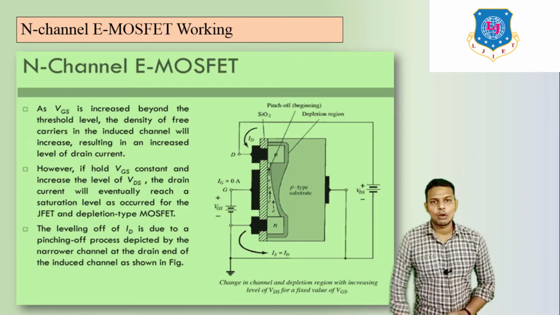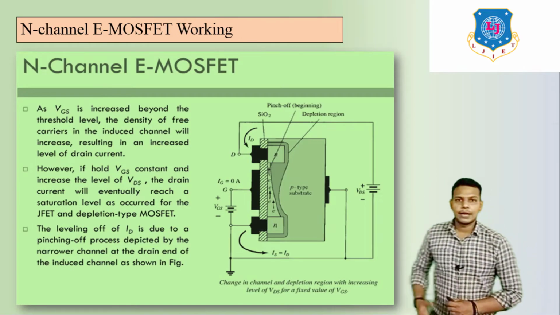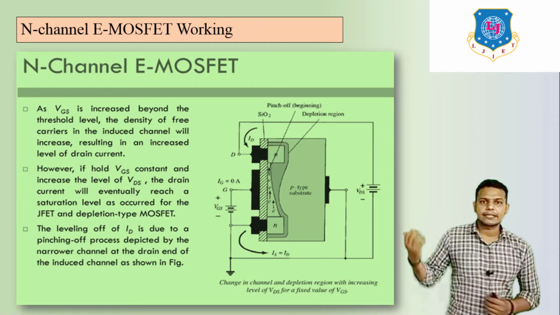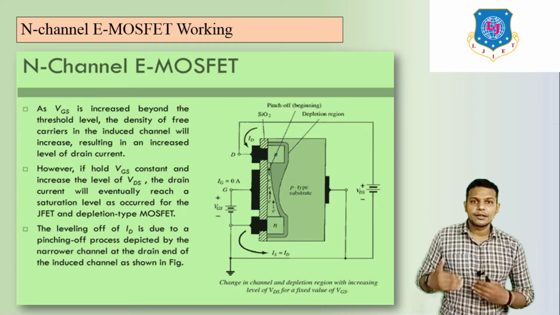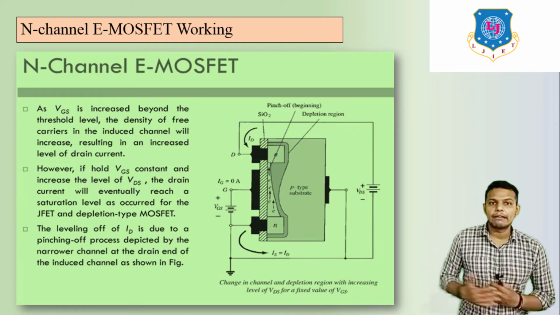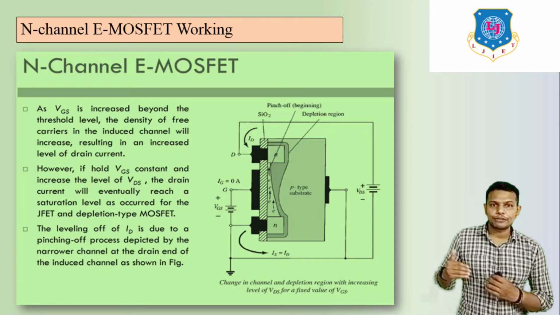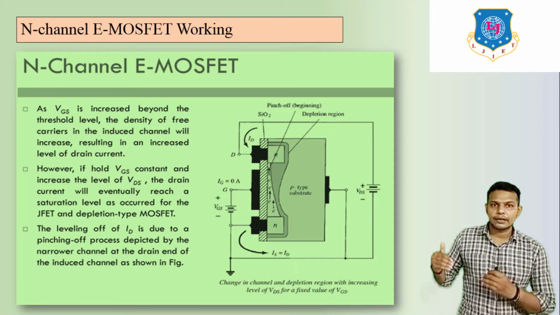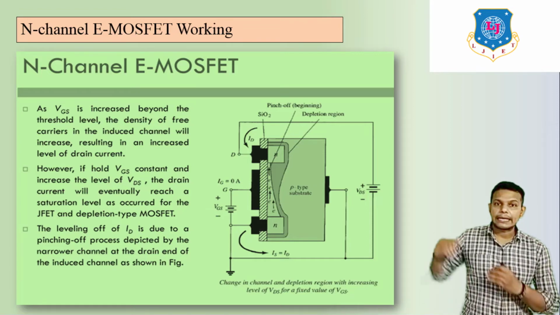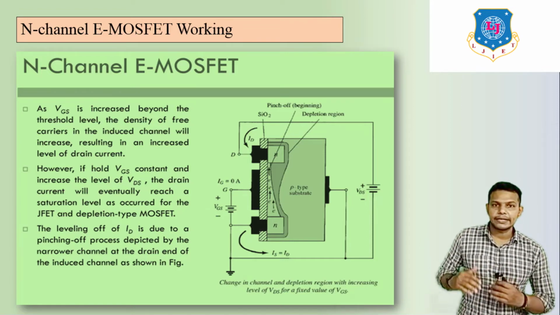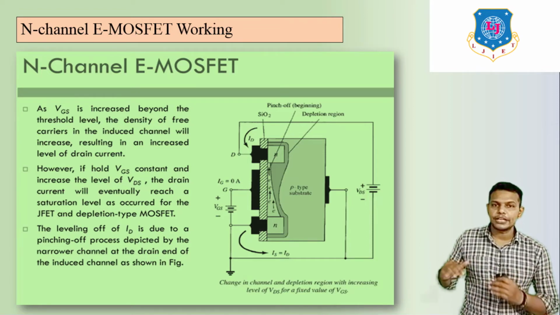Now let us discuss case number 3. Here we can see this is the construction. VGS is increased beyond the threshold level. The density of free carriers in the induced channel will increase, resulting in an increased level of drain current.